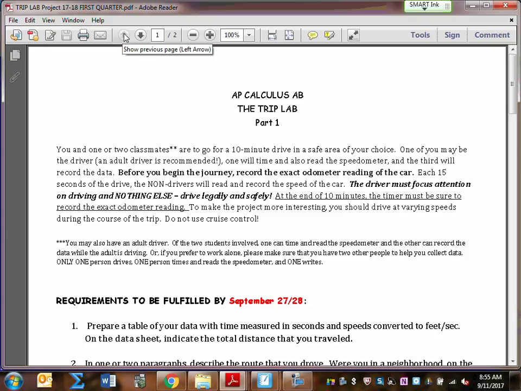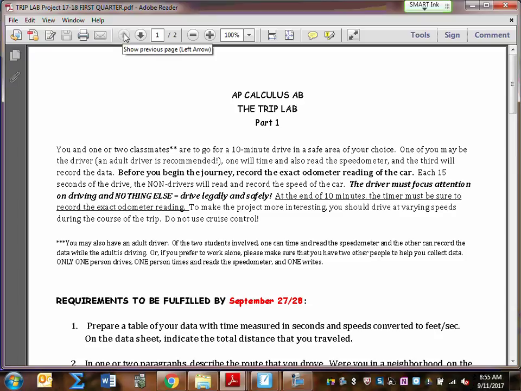All right, so you and one or two classmates are going to go for a drive. Now, please choose the responsible one to drive, or you can have an adult drive for you. Preferably don't choose the people that drive on the wrong side of the road. Either have an adult drive for you so you don't have to worry about that, or have someone that is the responsible driver with a clean driving record. But the person that's driving is only focusing on driving, not collecting data.